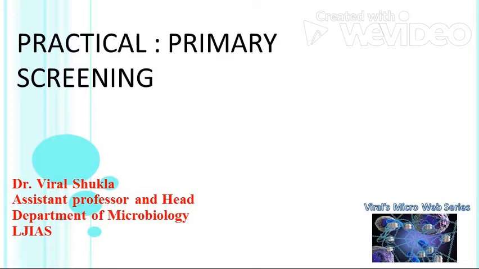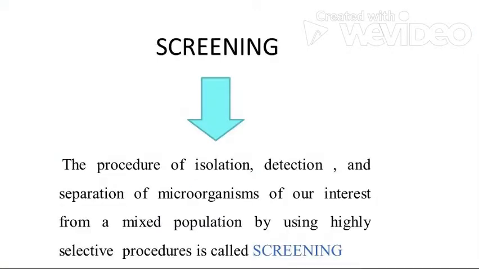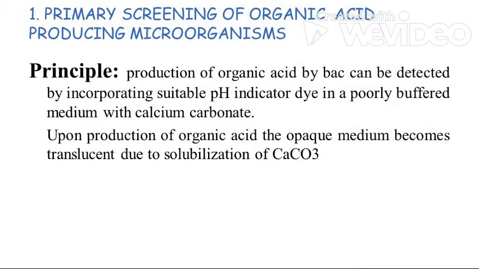We are starting with the practical primary screening. Now, what is screening? It is the procedure of isolation, detection, and separation of microorganisms of our interest from a mixed population by using a highly selective procedure that is called screening. Now, the first title is primary screening of organic acid producing microorganism.